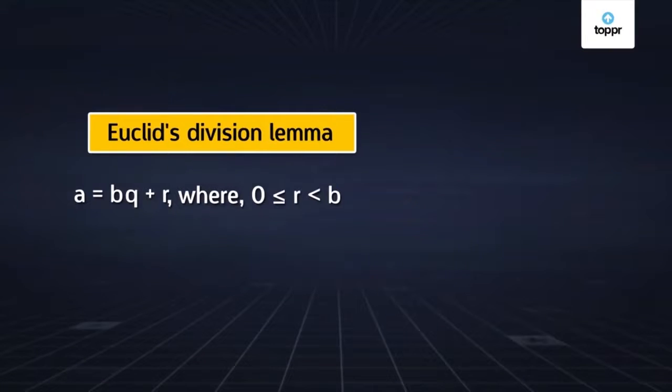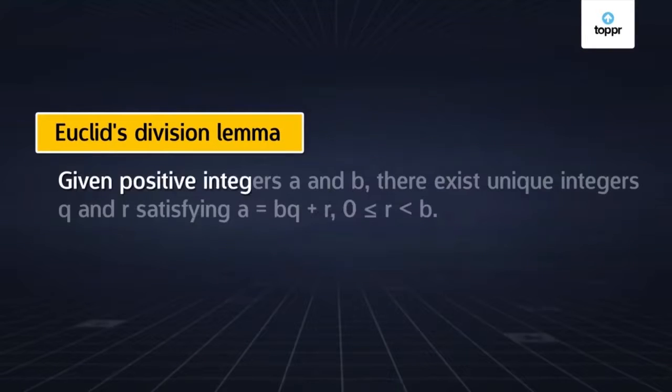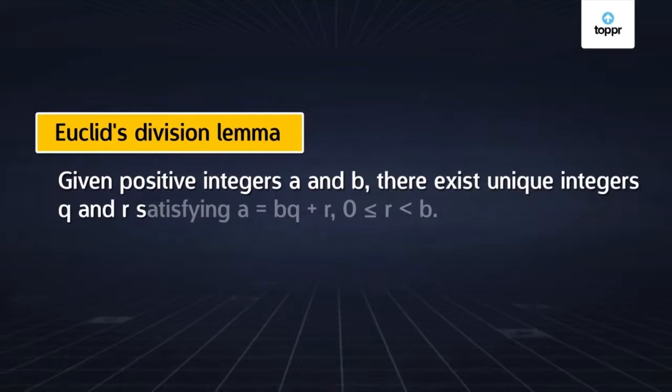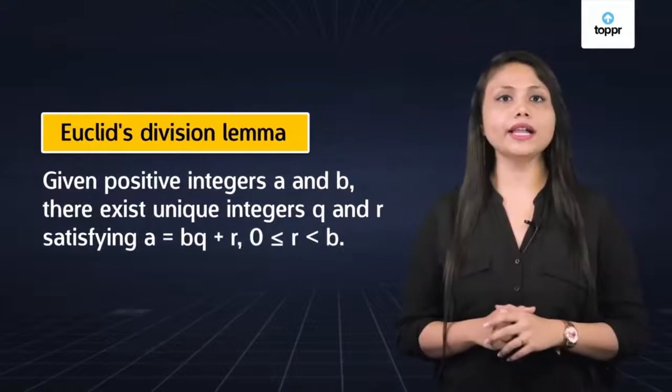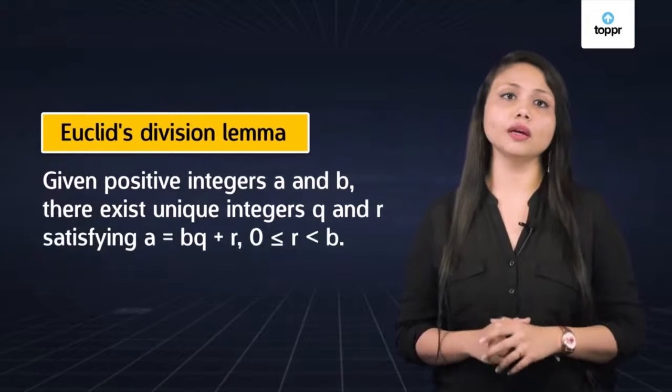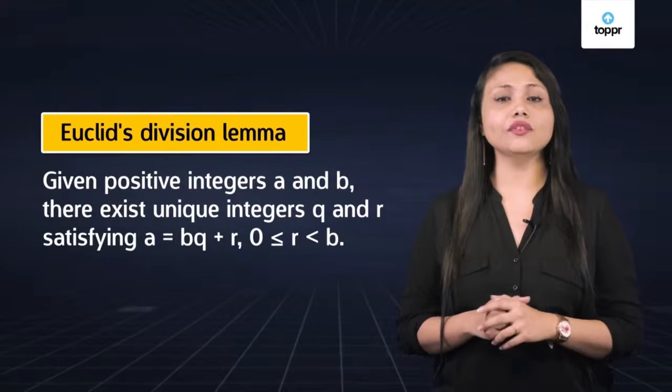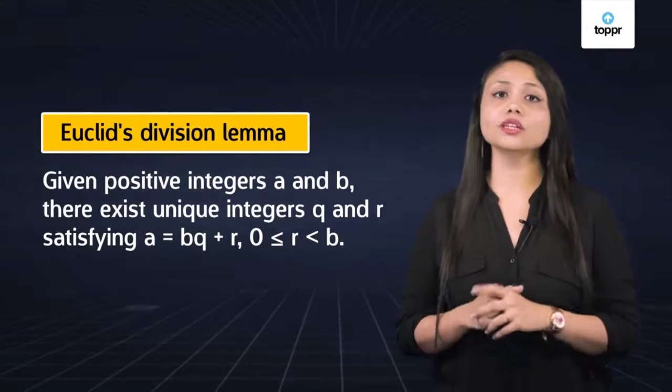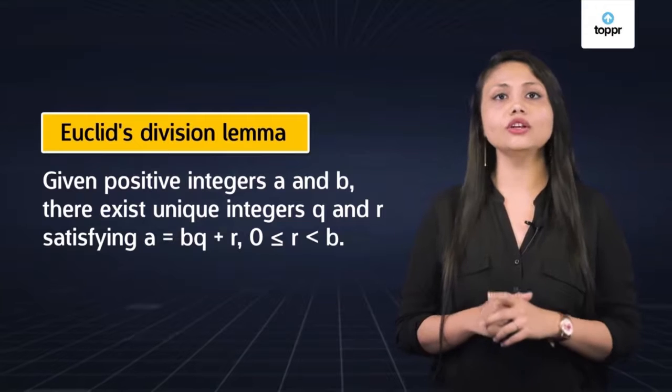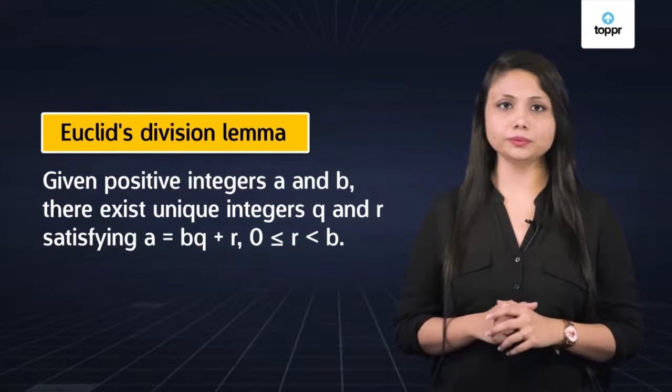Euclid's lemma states that for given positive integers A and B, there exist unique integers Q and R satisfying the equation A equal to B, Q plus R, where R is greater than or equal to 0 and less than the divisor B. Euclid's division lemma helps us to find the HCF of the given numbers. This technique of finding the HCF of two numbers using Euclid's division lemma is called Euclid's division algorithm.